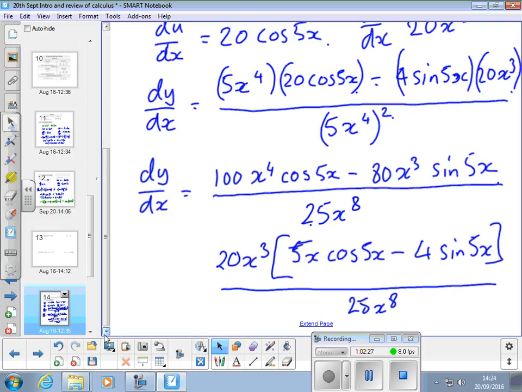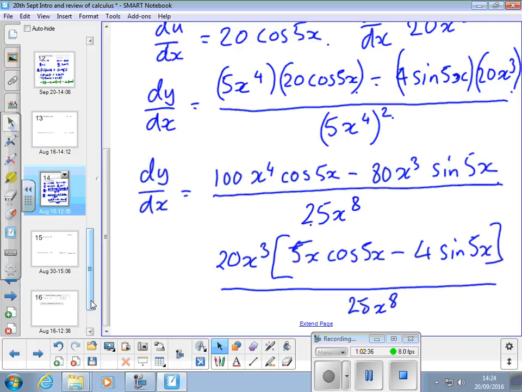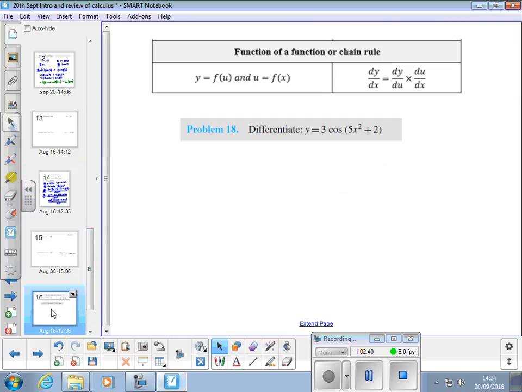Okay. So that is quotient rule. And there's a couple of quotient rule questions for you to have a go at. Lastly, there is what's called the chain rule, or function of a function rule. So we've got here a cosine function, and then within the brackets of the cosine function, we've got a linear function. So we've got a function of a function.